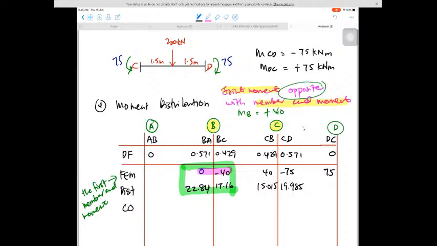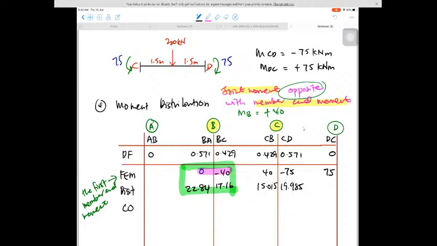So in the table we have to have a column for each member end moment, meaning AB, BA for member 1, BC, CB for member 2, and CD, DC for member 3. There are 4 joints for this beam: A, B, C, and D.